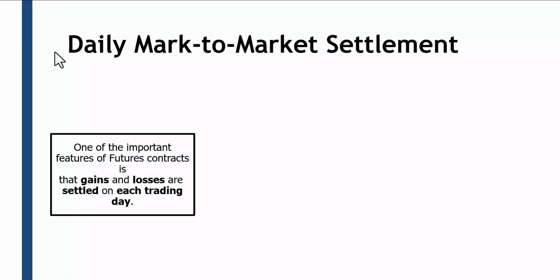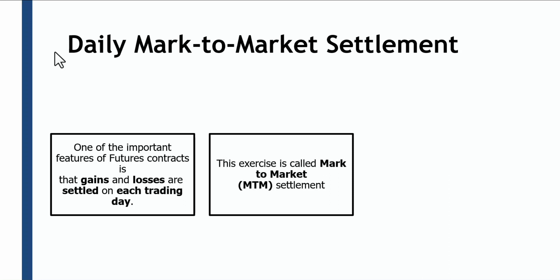Okay, fine. So, daily mark to market settlement. Just read it. One of the important features of futures contracts is that gains and losses are settled on each trading day. So every day the gains and losses are settled between the buyer and seller. This exercise is called mark-to-market settlement. So this is called MTM settlement. Have you heard the word MTM earlier? Yes, sir.